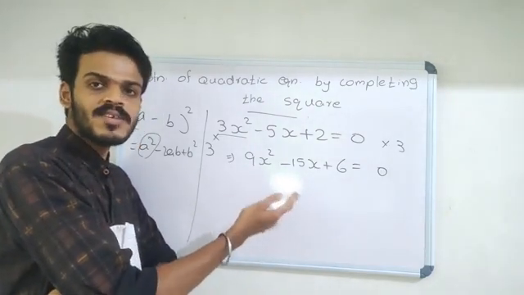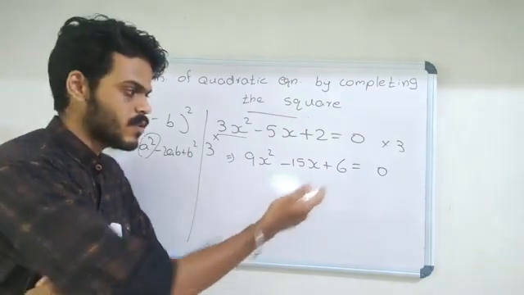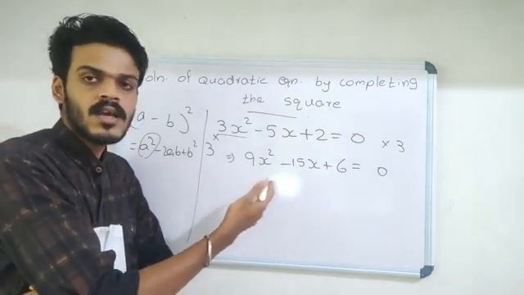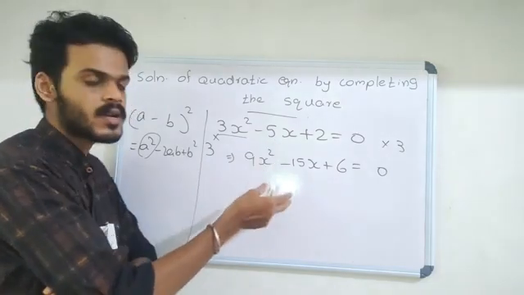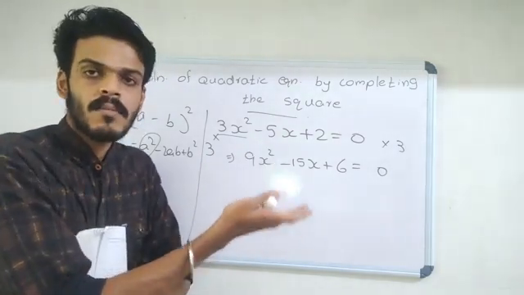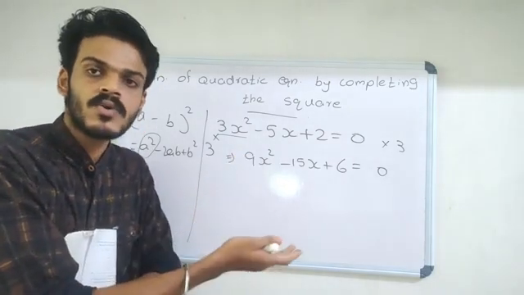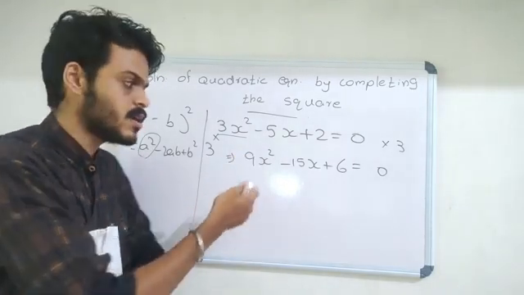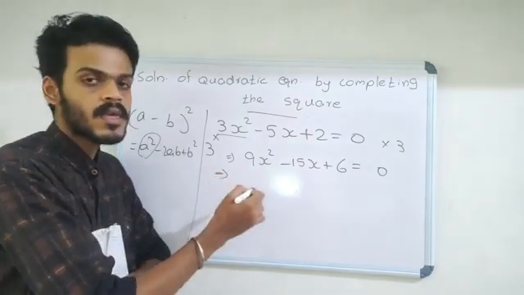Actually, you can solve this by factorization method also. Now it seems to be a quadratic equation. This is also a quadratic equation, but you can find it by factorization method also. But here they are saying we have to find the solution by completing the square method. So how can we do that here?